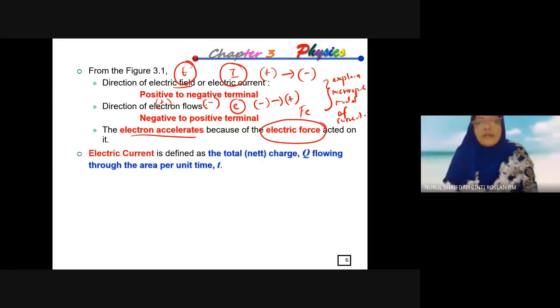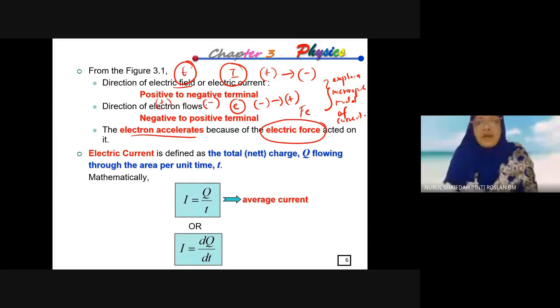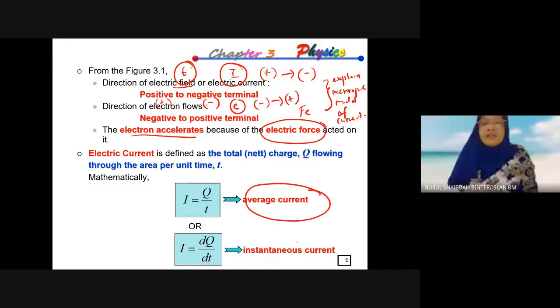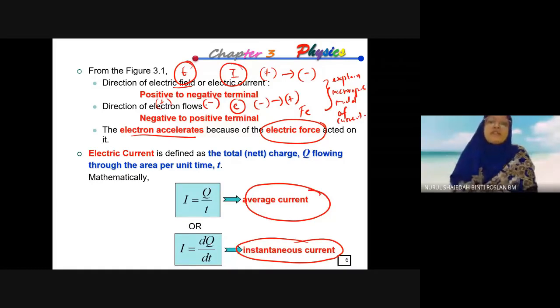Okay, current. What is electric current? Electric current is defined as total charge Q flowing through the area per unit time. Okay, so mathematically I equals to Q over T. So I is average current, Q adalah charge, T adalah time, or I can be equals dQ over dt for instantaneous. So this one is for average current, this one is for instantaneous. Yang instantaneous tu berlaku pada waktu ketika itu, at that particular time. Yang ini average lah for the whole time.